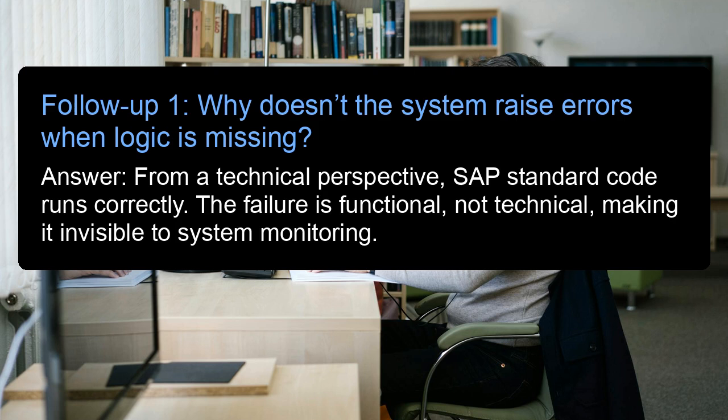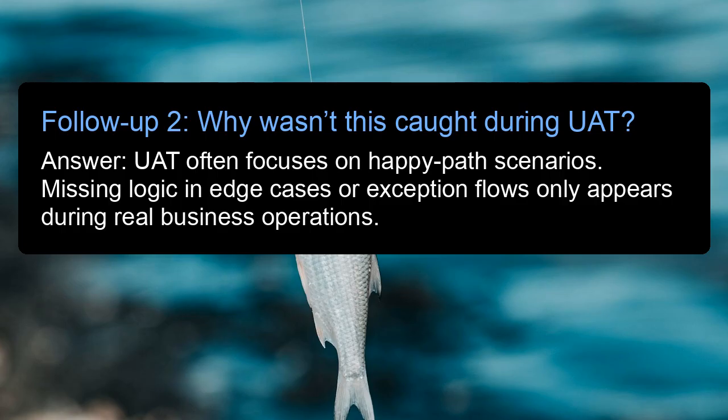Follow-up 1. Why doesn't the system raise errors when logic is missing? Answer: from a technical perspective, SAP standard code runs correctly. The failure is functional, not technical, making it invisible to system monitoring. Follow-up 2. Why wasn't this caught during UAT? Answer: UAT often focuses on happy path scenarios. Missing logic in edge cases or exception flows only appears during real business operations.